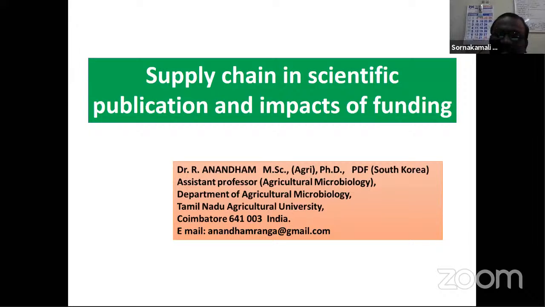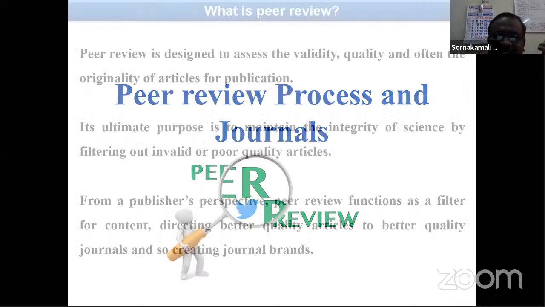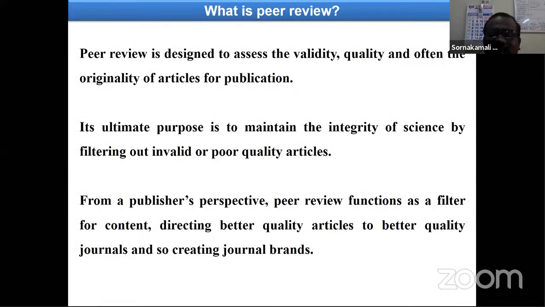So with this introduction, I move on to the first part of my presentation, that is peer review process and journals. So what is meant by peer review? It is a friendly review. It is designed to assess the validity, quality, often the originality of the articles for publication. The main purpose of peer review is to maintain the scientific integrity, to filter the poor quality, invalid data that is surfaced into the journals. Okay.